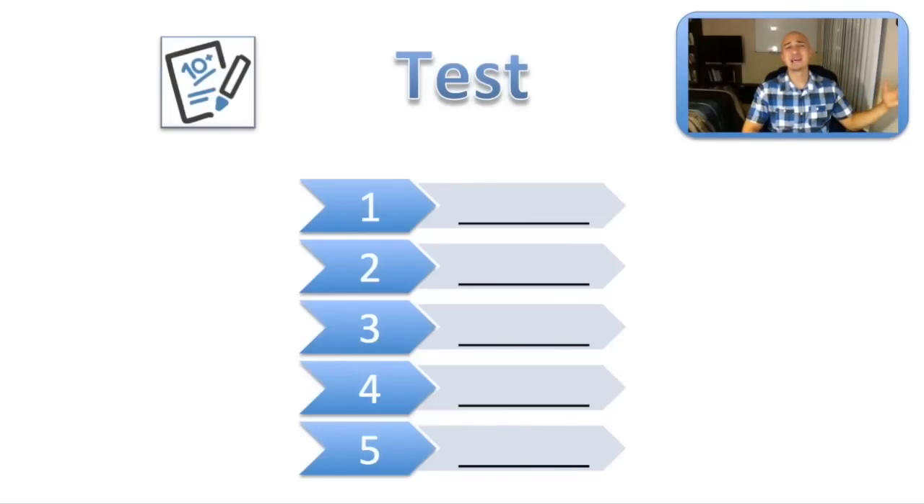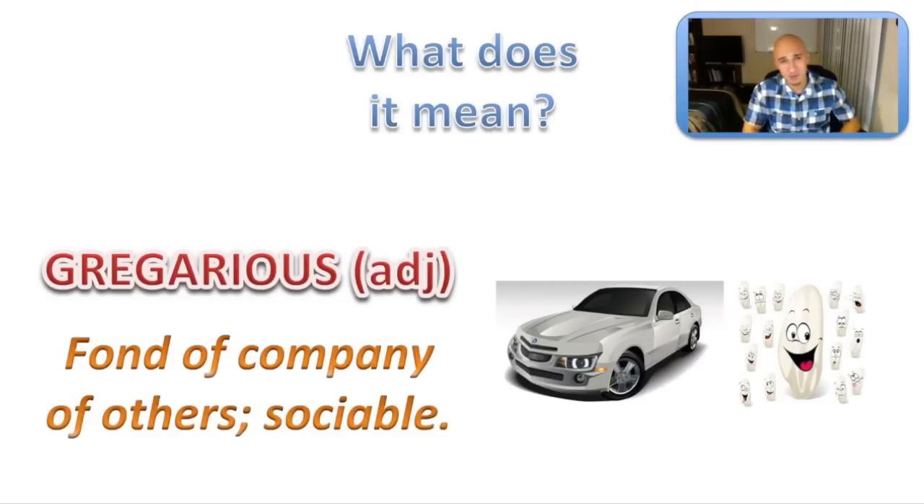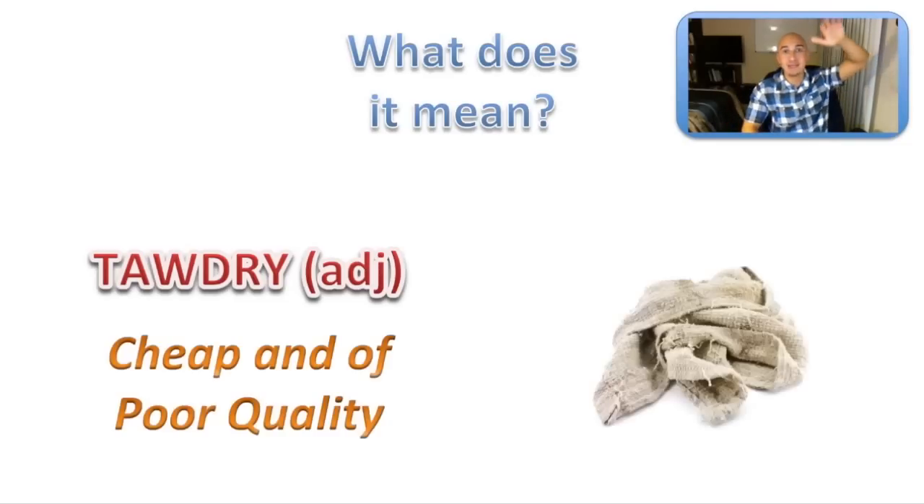Alright, let's test just to see how well we're able to retain this. We said we learned 5 words. Let's see if we know them all right now. So, gregarious, what does that mean? Gregarious: gray, car, rice. It means fond of the company of others, or sociable. I'm sure you got that right. Tawdry, what does that mean? I know you have it. It's right there. Think of the images that we created. It was a towel that's dry, and it means cheap and of poor quality.